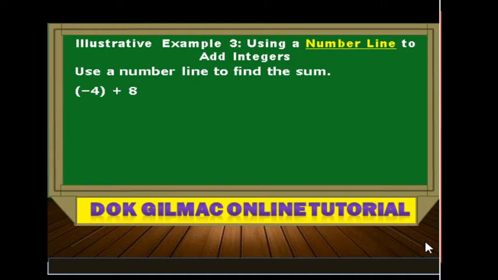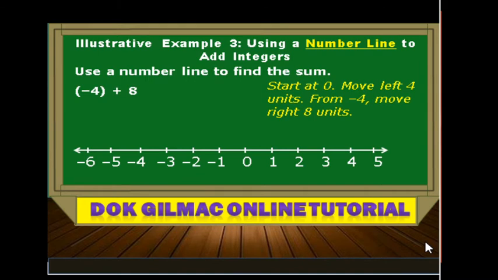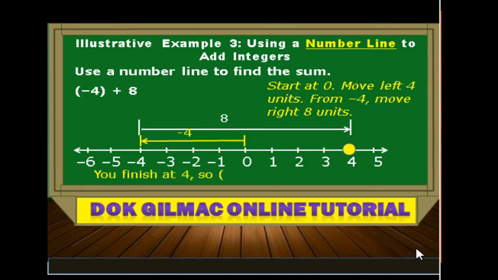Let's have example number 3. Negative 4 plus 8. So again, we start at 0, move left 4 units. Then from negative 4, we move right 8 units. So as you can see here, we stop at positive 4. So therefore, negative 4 plus 8 is just equal to positive 4. Okay, take note of that.